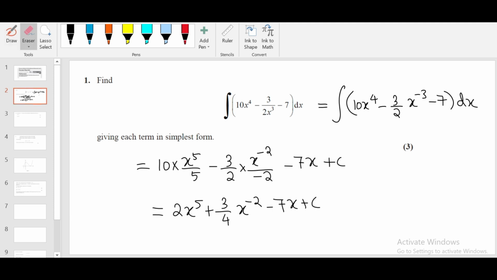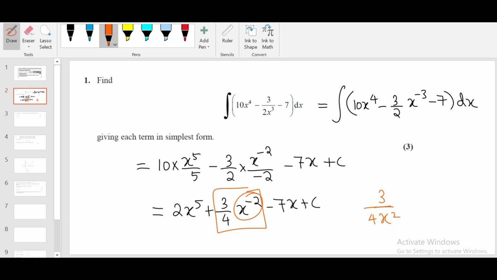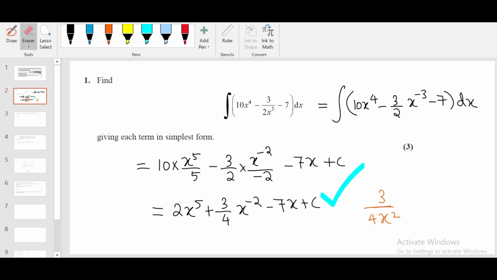That's all. That's the answer. If you want, you can write this particular term as 3 over 4 x to the positive power 2. Even if you don't write it that way, you'll still get the answer. This is correct already. You can stop right here. You don't need to change it to a positive power.